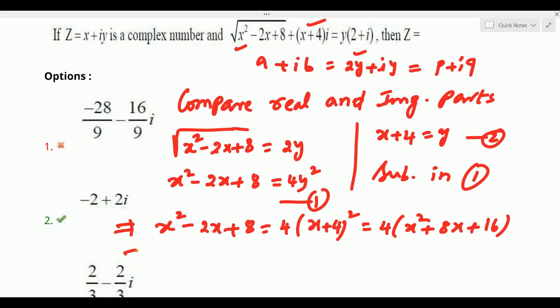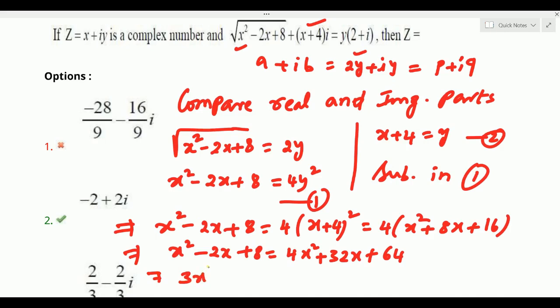The expansion, once again, in terms of x, that is x square minus 2x. Further simplification: 8 is equal to 4x square plus 4 8s are 32x plus 4 16s are 64. Again we can simplify further. 4x square minus x square is 3x square. Then 32 plus 2x is 34x, plus 64 minus 8. Do the calculation carefully. 64 minus 8 is 56, equal to 0.